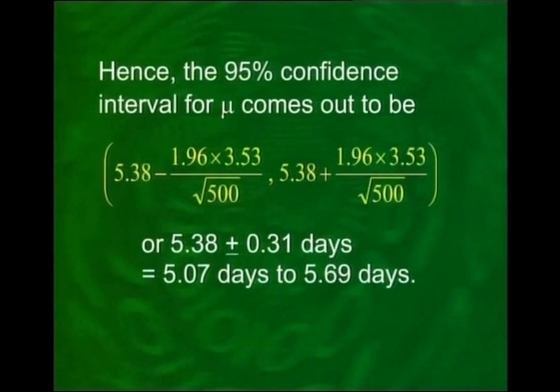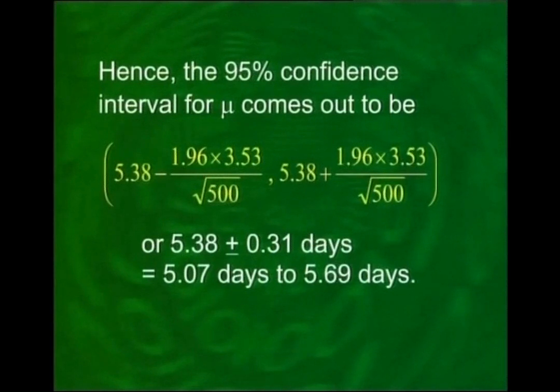Substituting these values in the formula, our 95% confidence interval for mu comes out to be 5.38 minus 1.96 into 3.53 over the square root of 500. This is the lower limit, and for the upper limit we have exactly the same numbers, the only difference being that the minus sign is replaced by the plus sign.